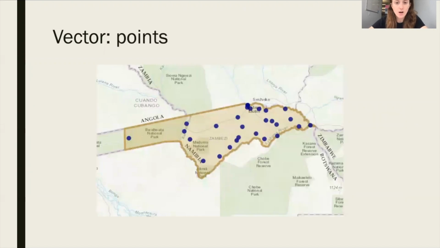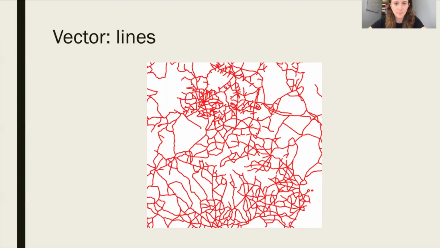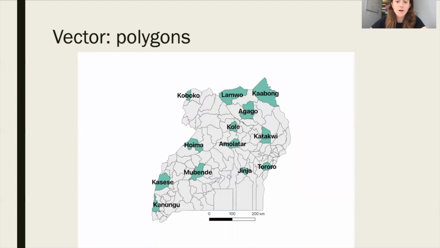Like I said, there are 3 types of vector data. One type is points, for example, here showing health facilities in Namibia; lines, for example, this network of roads; and polygons such as these districts in Uganda. Most maps tend to overlay points, lines, and polygons. You can combine them to have a map of the US states and the road network over them.